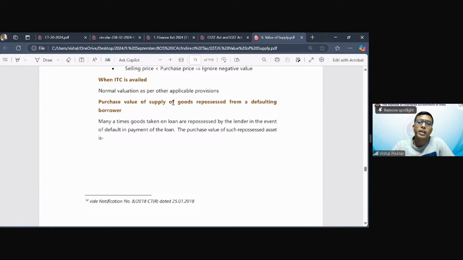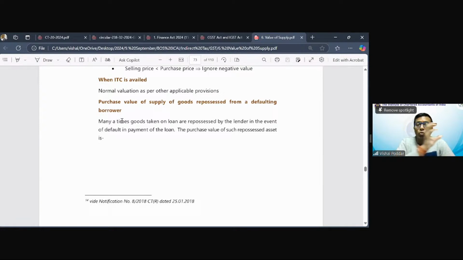So where the banks had given a loan for purchase of a car, later on the person stopped repaying the installments. So what does the bank do? The bank seizes the goods. Now, when the bank resells the goods, because they seized them so that they can resell it and realize their money, how does the bank pay tax on those goods which they had repossessed and now sold?